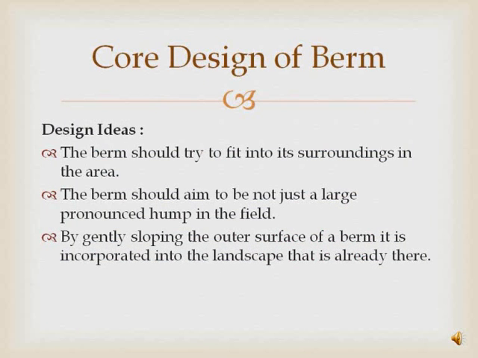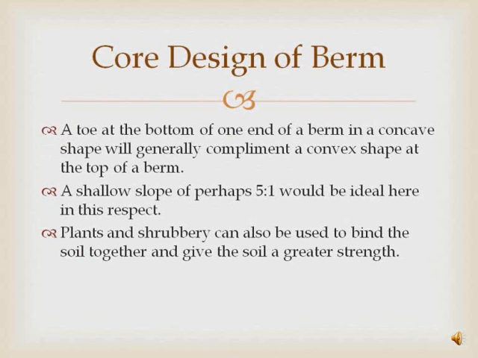Design ideas. The berm should try to fit into its surroundings in the area. The berm should aim not to just be a large pronounced hump in the field. By gently sloping the outer surface of a berm, it is incorporated into the landscape that is already there. A toe at the bottom of one end of a berm in a concave shape will generally complement a convex shape at the top of the berm. A shallow slope of perhaps 5:1 would be ideal here in this respect.